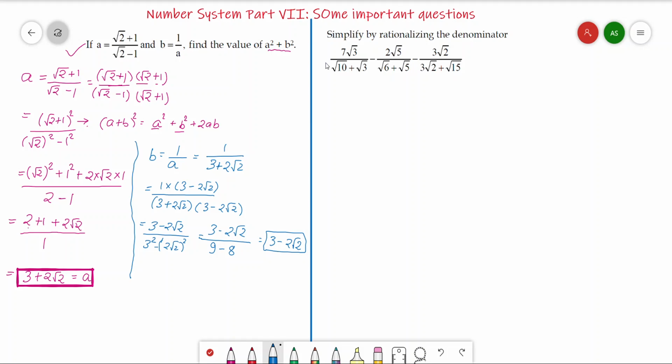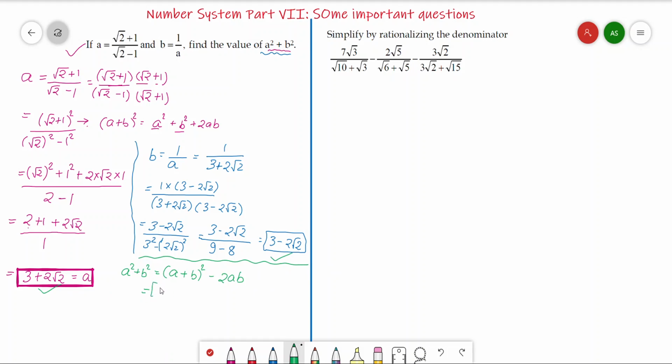Now we will move on to what we actually have to calculate, that is a square plus b square. To calculate the value of a square plus b square, we will once again use an identity, that is a plus b whole square minus 2ab. We will write a as 3 plus 2 root 2 and b as 3 minus 2 root 2.